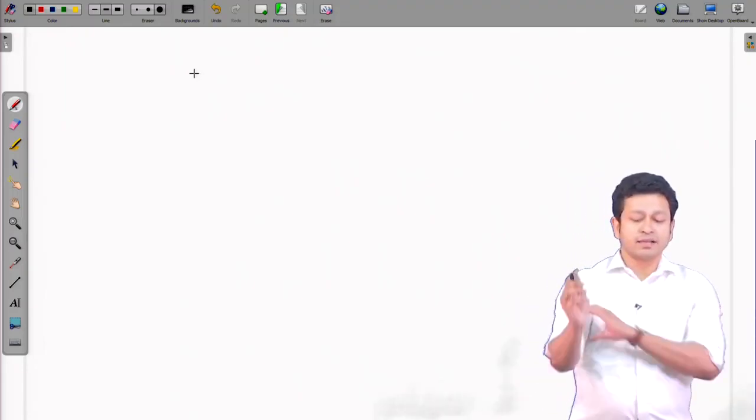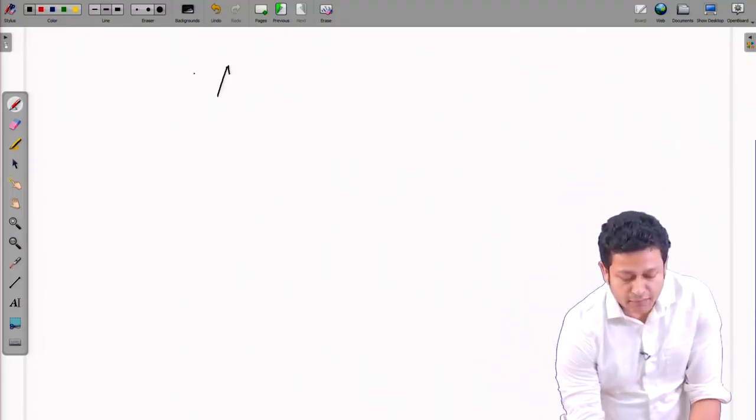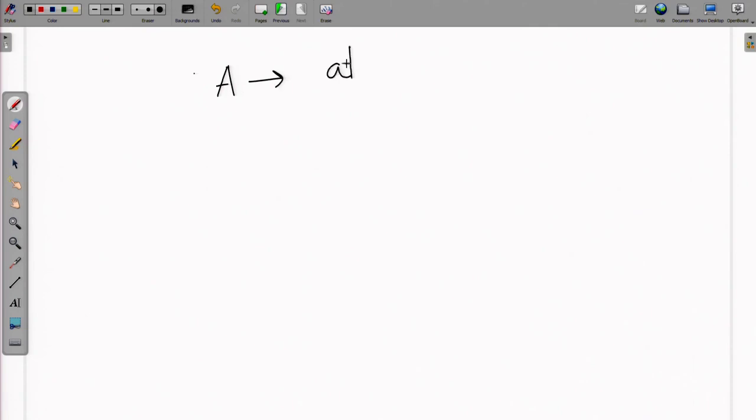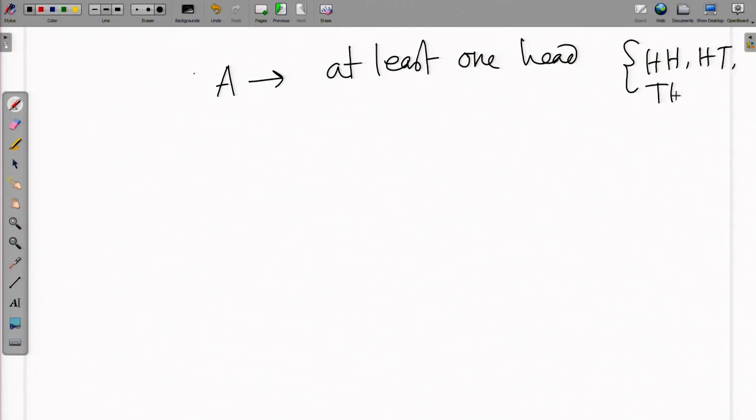Let's say I have an event A, and my event A is just the definition that we have had about this event: at least one head from this two coin toss, HT, TH, TT, at least one head. Now, which are the outcomes favorable to that event? The outcomes favorable to that event are this one and this one, right. So, that is how we define the outcomes favorable to an event.